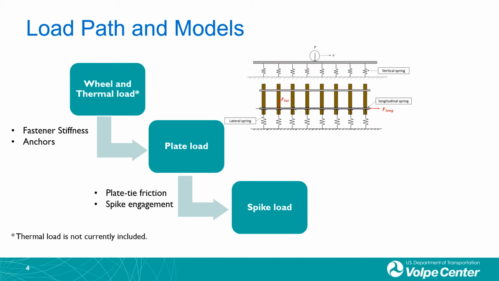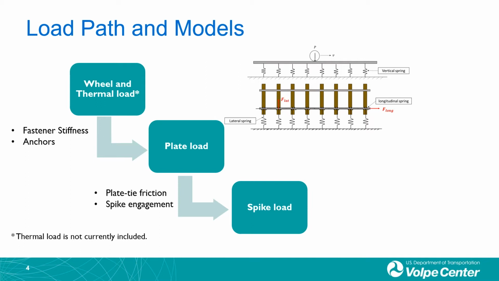How the load is distributed to the plate depends on two things. One is the fastener stiffness, and the other one is whether anchors exist or not. In our research, we use an analytical track model composed of vertical, lateral, and longitudinal spring series to estimate the plate load. Next, when the plate load is then distributed to each spike, we call it spike load. This load path is affected by plate tie friction and the spike engagement within a plate.